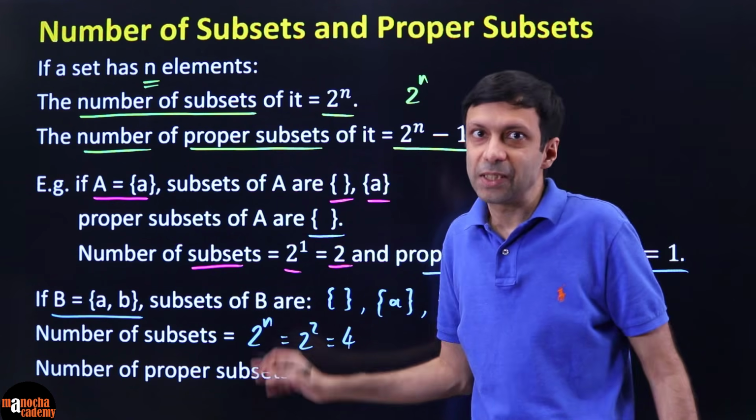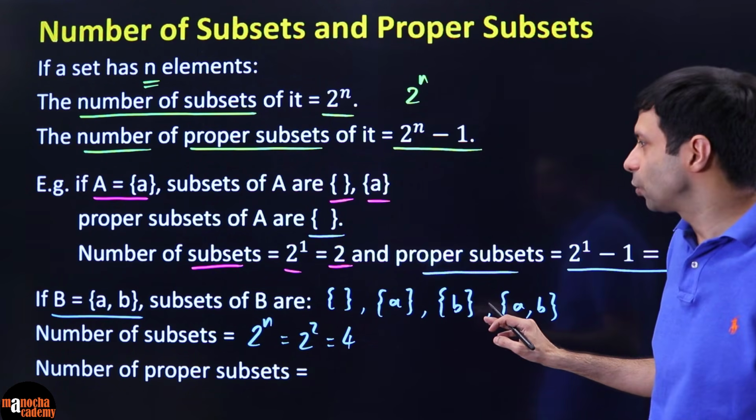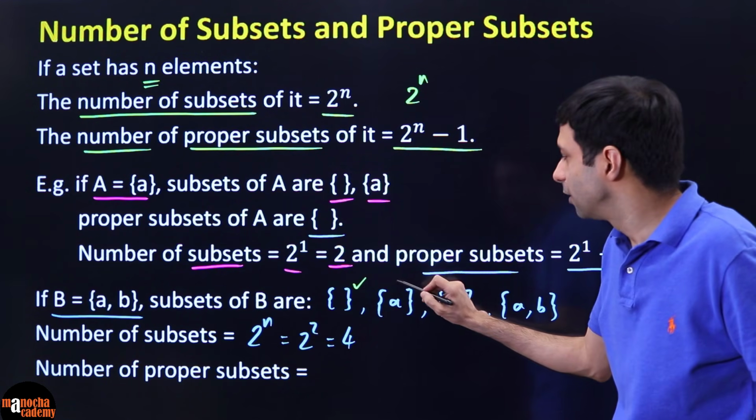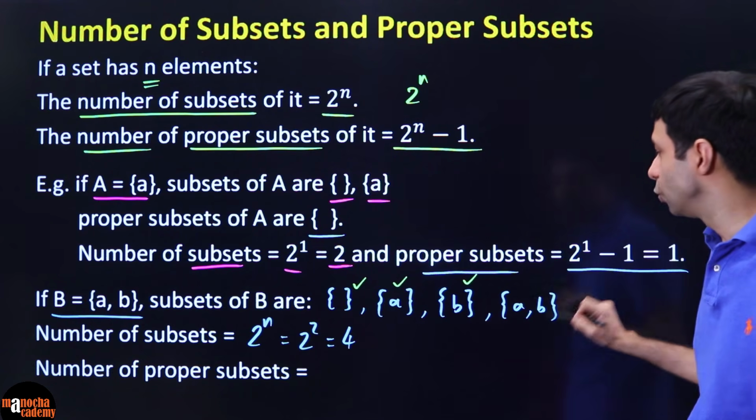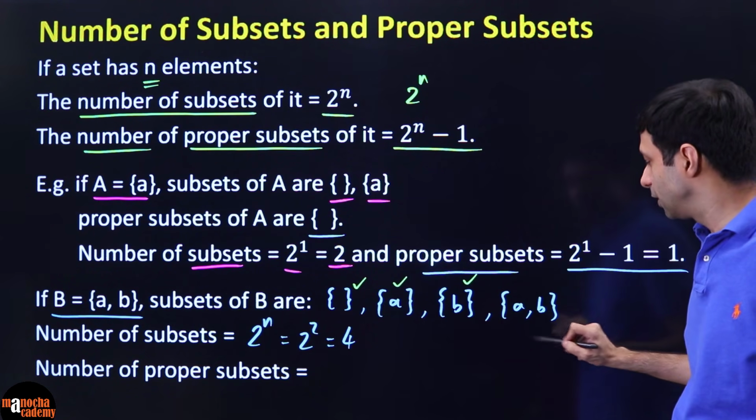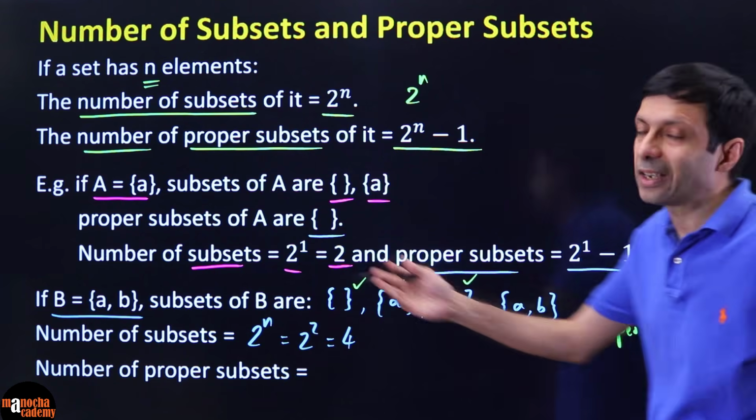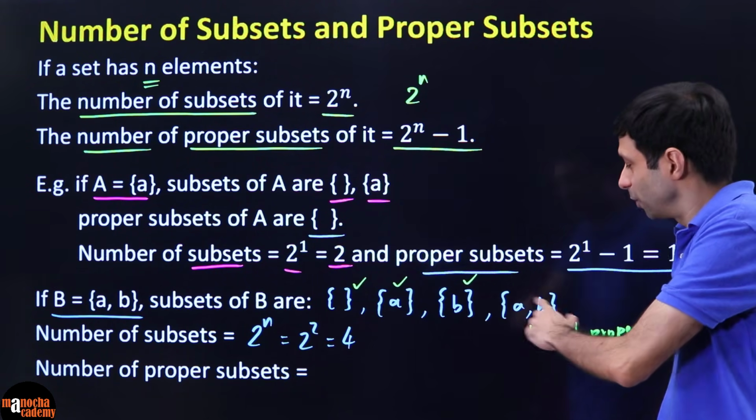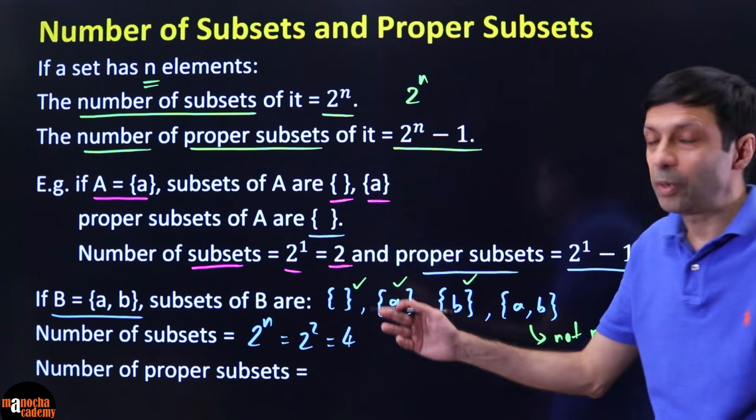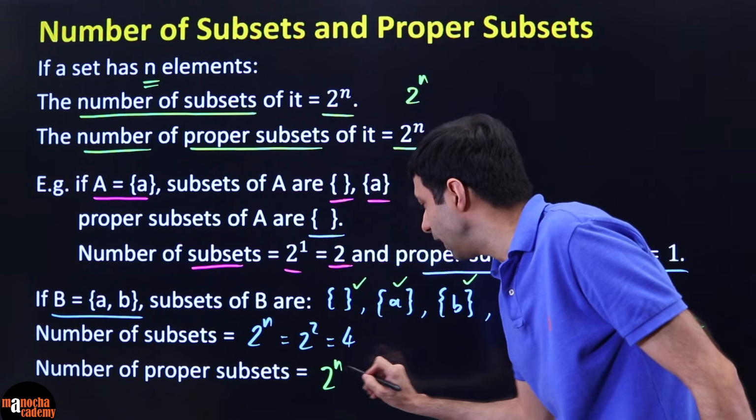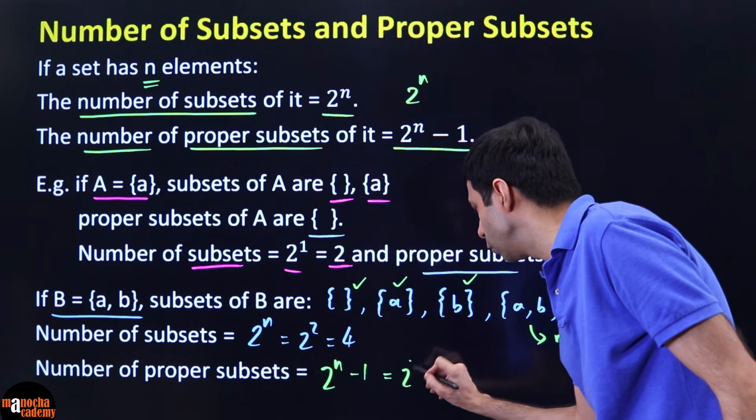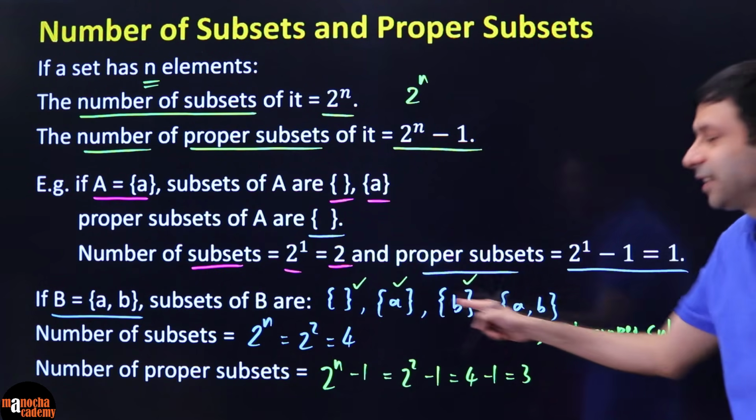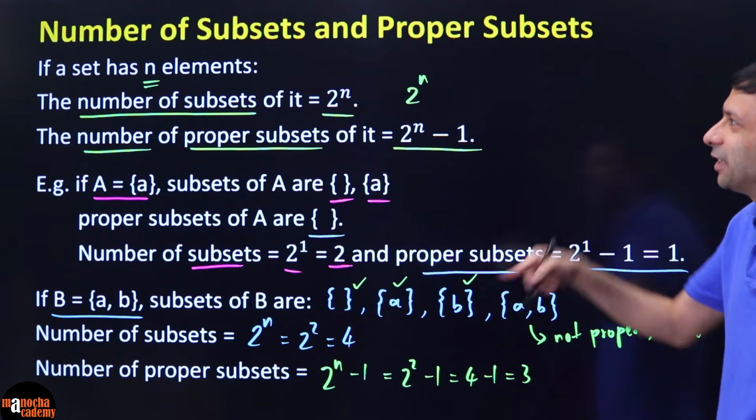Now how many proper subsets will you have? So what are the proper subsets over here? Proper subsets we can see is going to be the null set, A and B. This is not a proper subset, right? Because this is exactly equal to the set. Proper subset means B should have something extra. But this is equal, so it's not counted. So how many proper subsets we have here? 2 to the power n minus 1, which is 2 to the power 2 minus 1. 4 minus 1 is 3. And that is exactly what we saw. So you can see these formulas are working.